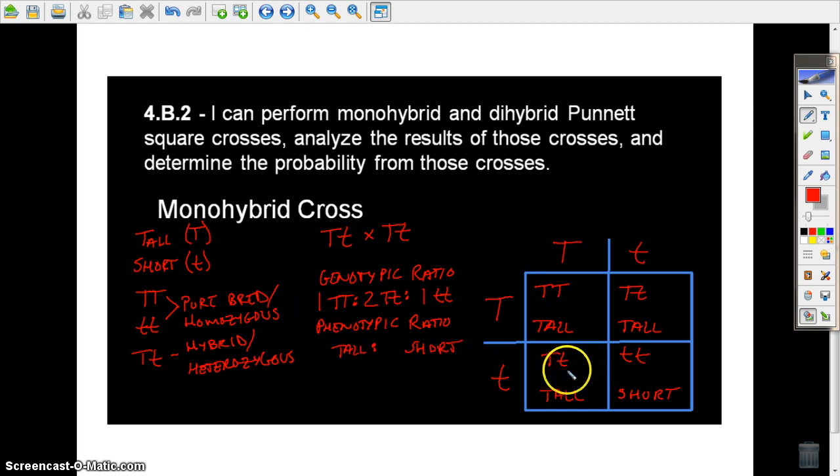Well, let's count them up. I have 1, 2, 3 possibilities of being tall. I have 1 possibility of being short. My phenotypic ratio is 3 to 1.